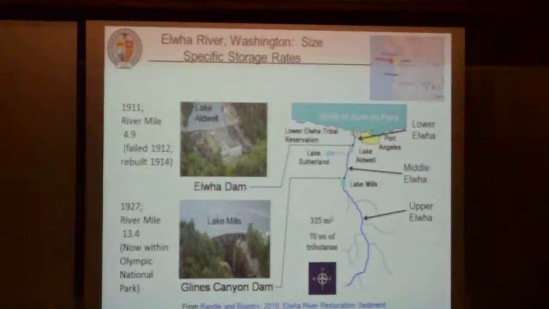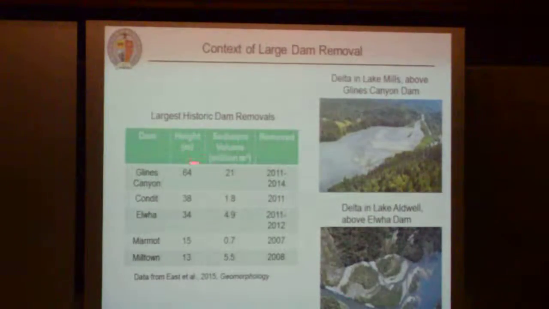Glines Canyon Dam was taken down in a series of steps, and the last step was removed about a year ago, so last summer. Okay? They're really big. So 64 meters for Glines Canyon Dam. Elwha Dam was 34 meters, so this is the largest and the third largest dam ever removed. And they've been accumulating sediment for 100 years. So we have 100 years worth of sediment that's now been released into the middle and lower Elwha rivers. The middle Elwha is between the two. The lower Elwha is below the lower of the two dams.